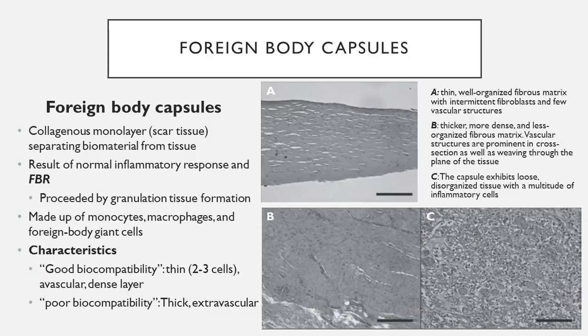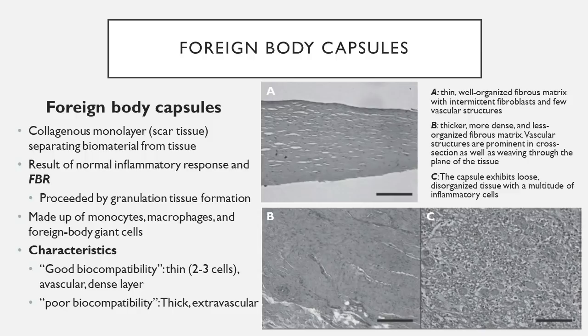So again, just because there's a capsule around a biomaterial doesn't mean it has poor or good biocompatibility in itself, but we can look at it and sort of infer the level of biocompatibility. A quote-unquote good biocompatibility characteristic would have a really thin capsule. It's only 2 to 3 layers, avascular, and a really dense layer around that biomaterial. Poor compatibility, on the other hand, would be really thick, extravascular, so you can actually see these differences in pictures A and B, one being really thin. I see few vascular structures, it looks dense, and they all contrast to what I see in picture B. This is on the same scale, so of course it's much thicker.